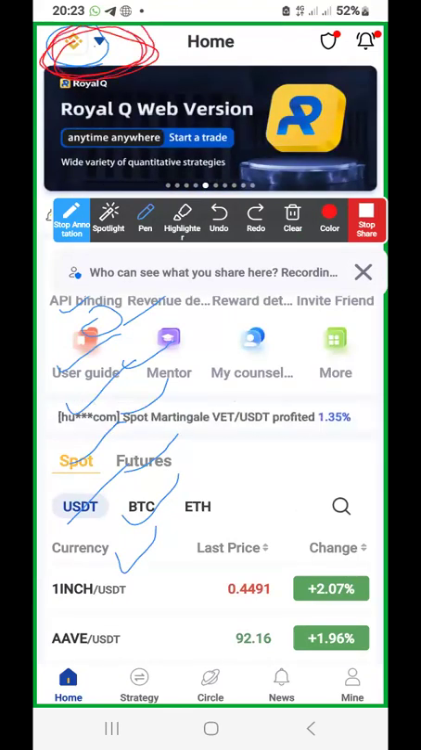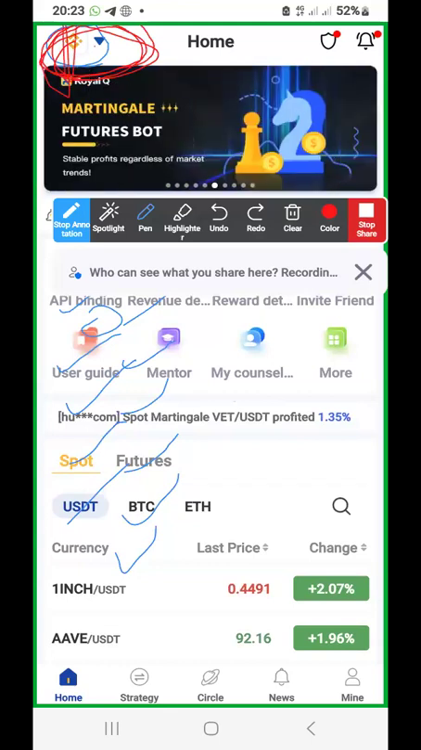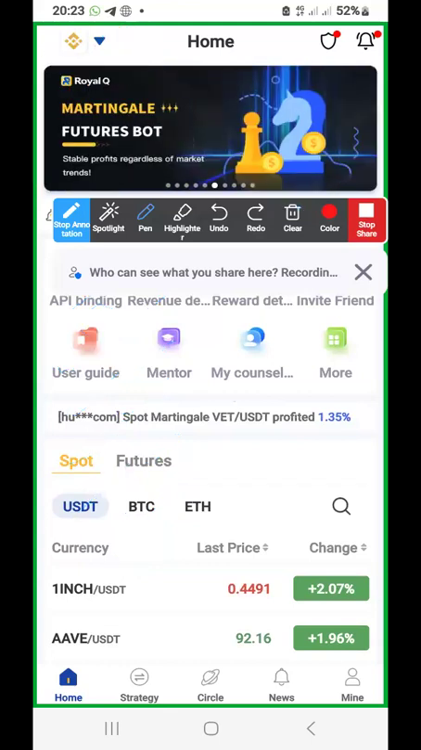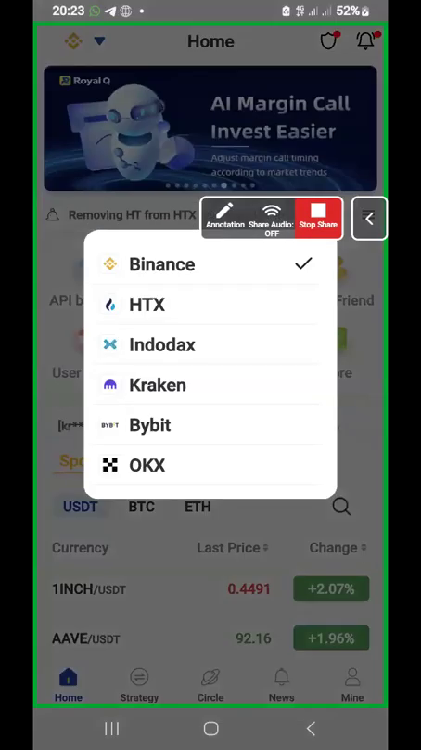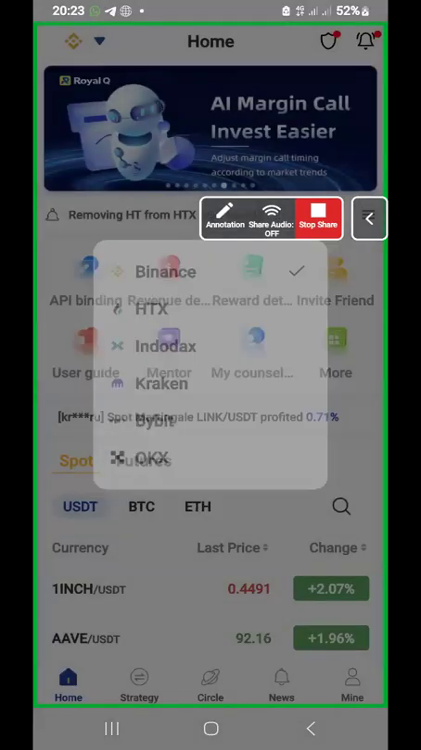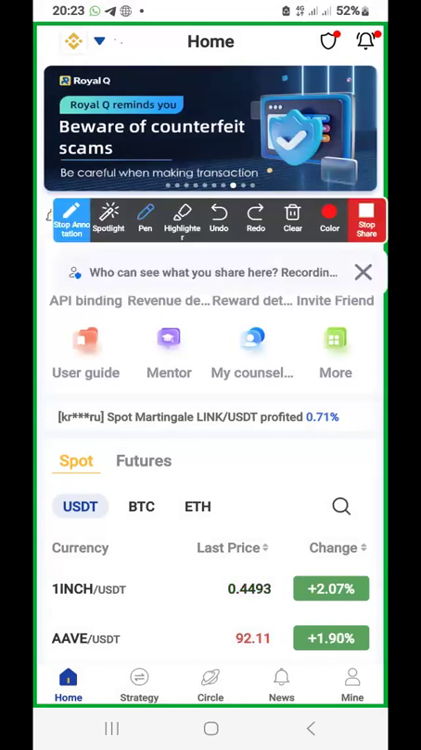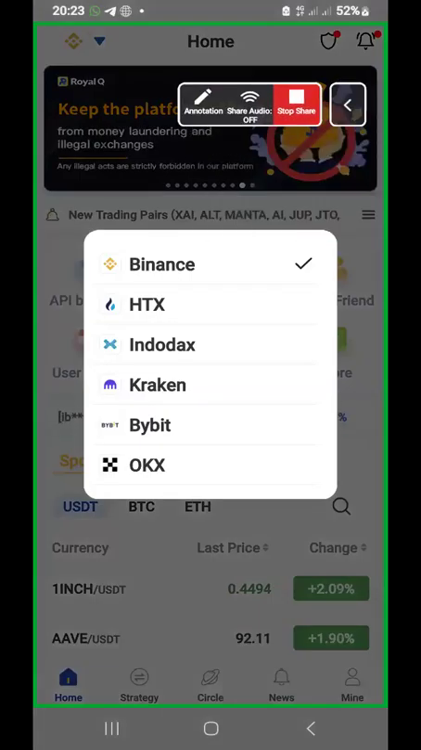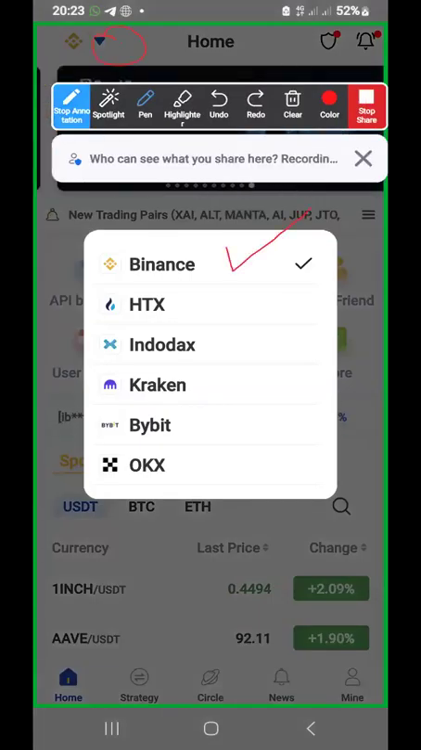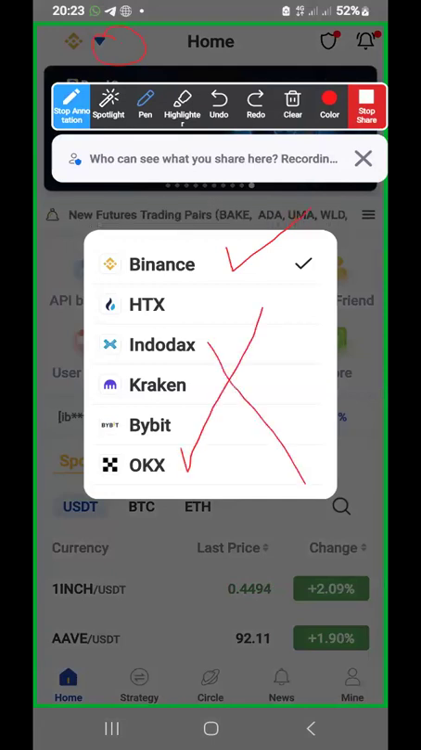That icon, that logo is for Binance, right? Do you see it at the top left corner? Yes, I can see it. Yes. If I tap on this drop-down arrow, it will present the other exchanges. Like if I tap like this. So you'll see that mine is connected to Binance, not these other ones.